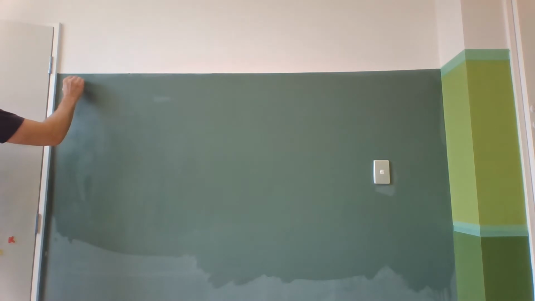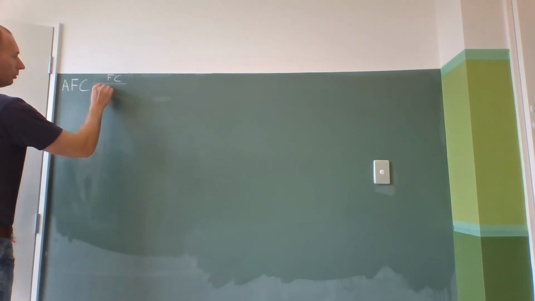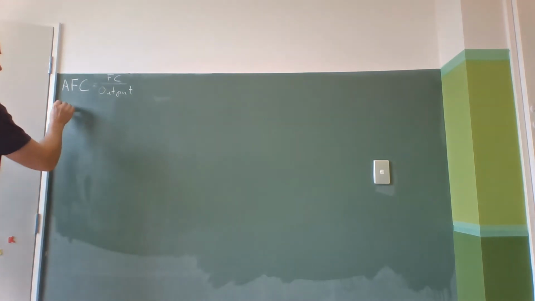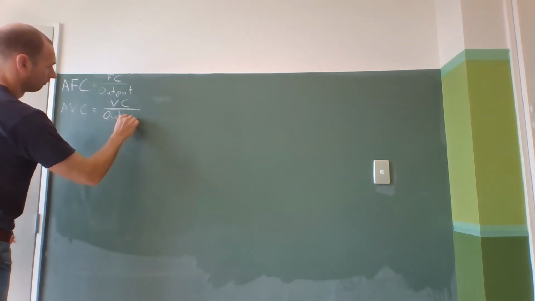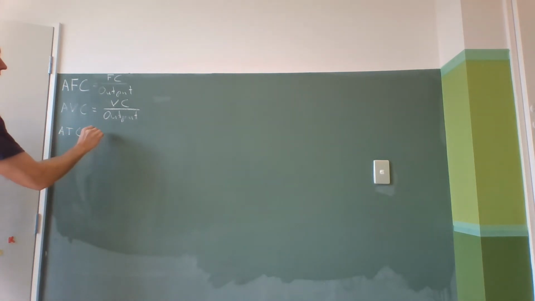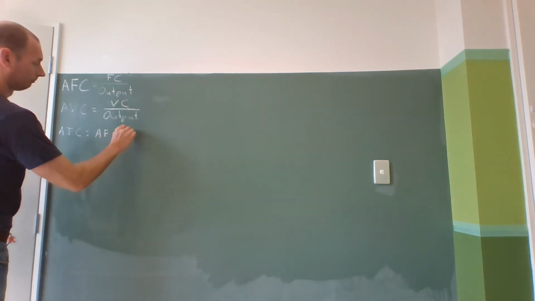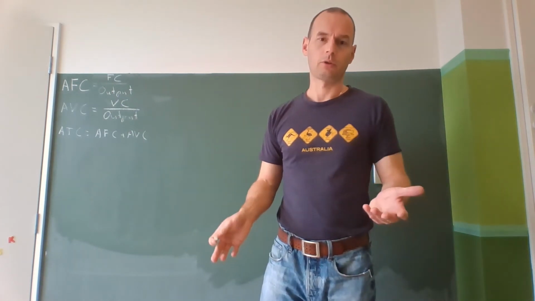So we have average fixed cost, which is simply fixed cost divided by output. We have average variable cost, AVC, which of course has a very similar definition. And then average total cost, which is, well, the summation of the two. All right, so we'll start with the easiest one, average fixed cost.